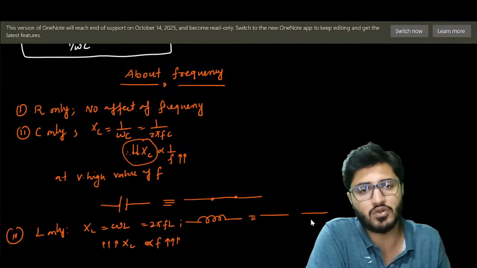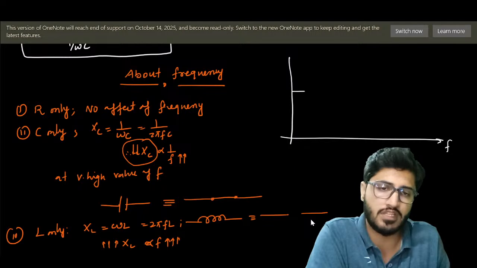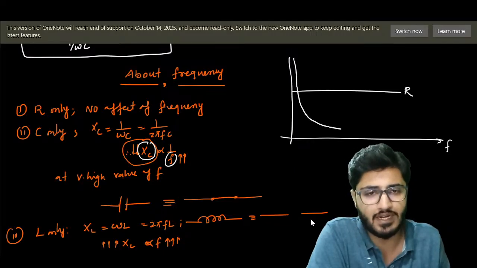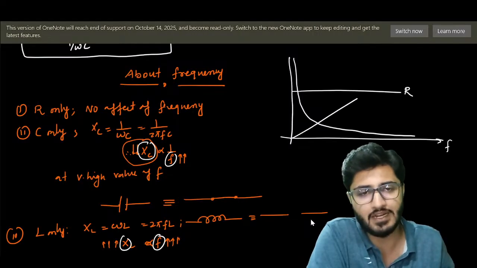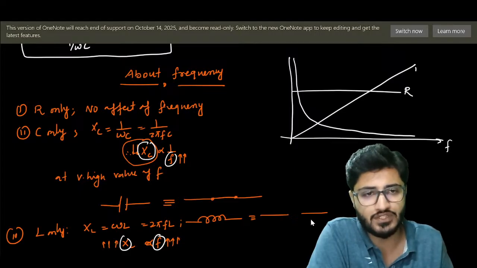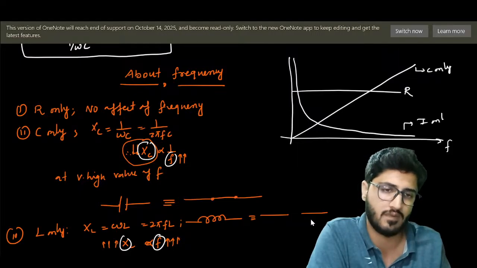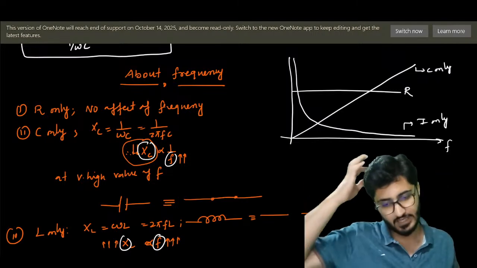Now if I need to make a graph of it, frequency on the axis, R is independent, so this is my R. For capacitor, XC and frequency, is it a hyperbola? I can make it a rectangular hyperbola. Third one, it is directly proportional, so I can make it a directly proportional line. This one is for C only. This one is for L only.